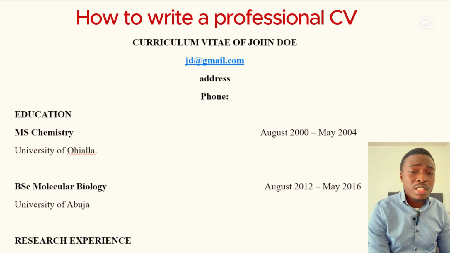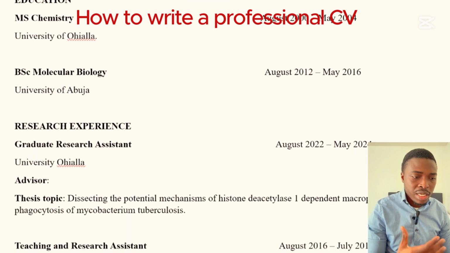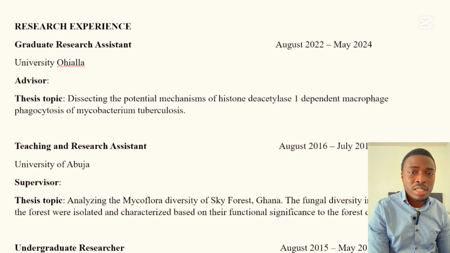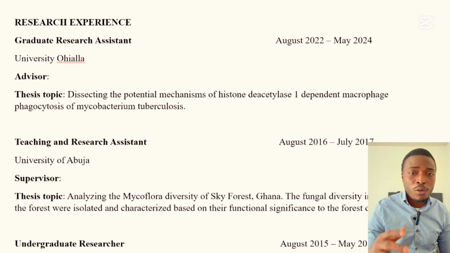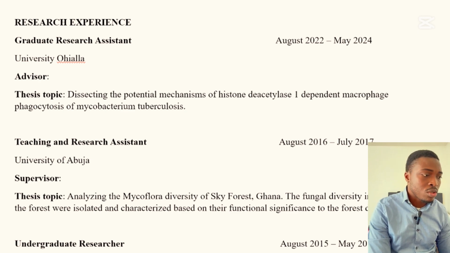The first thing you need to take note of is that the CV is a representative of you. It is representing you to the admission committee. So the first thing is you need to talk about your background. You need to let them know your name, and the most important thing is your email address. You need to have a working email address, an email address that is active, plus your address and then your telephone number. So you need to state that.